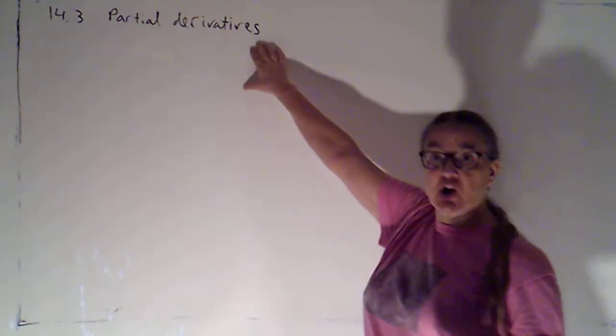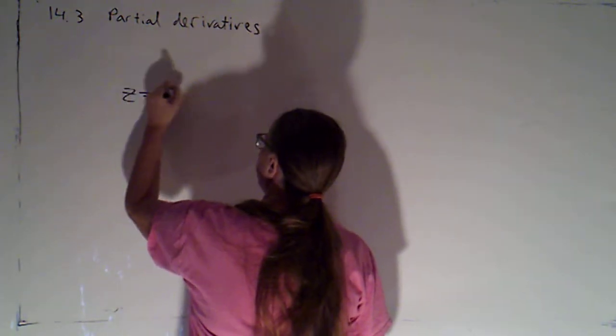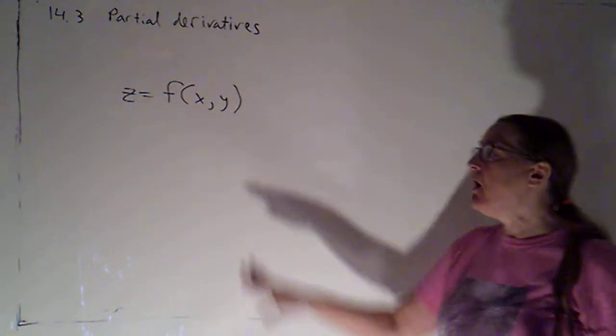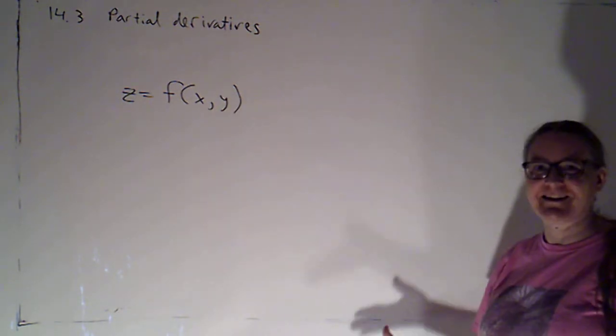In section 14.3, we're going to be taking a look at partial derivatives. I'm going to start with a function of two variables. So z is a function of x and y. All of this will generalize to when we have w is a function of x, y, and z.